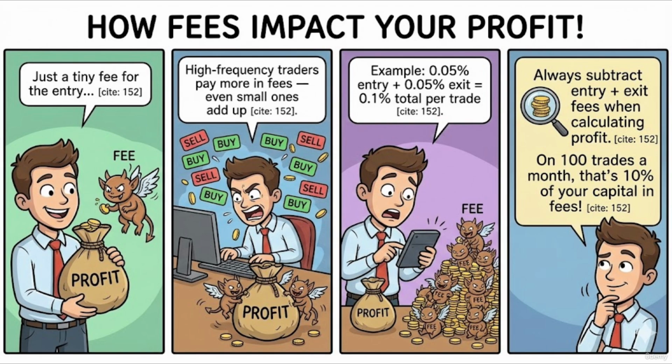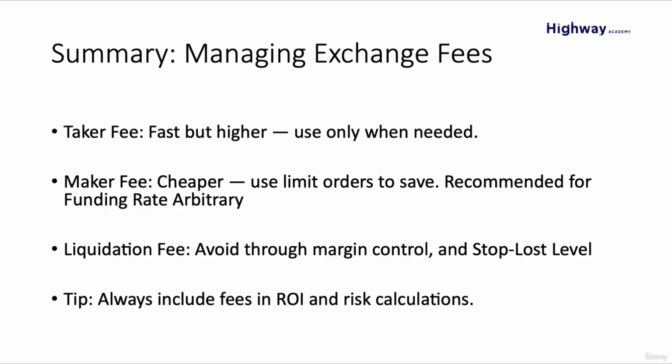Let's wrap up with a few key takeaways. Taker fees are fast but more expensive. Only use them when speed truly matters. Maker fees are cheaper and sometimes even offer rebates. So always use limit orders to save costs, especially for funding rate arbitrage strategies. Liquidation fees can be avoided entirely through proper margin control and stop loss placement. And finally, always include all fees in your ROI and risk calculations, because every small percentage counts when you're trading with leverage.